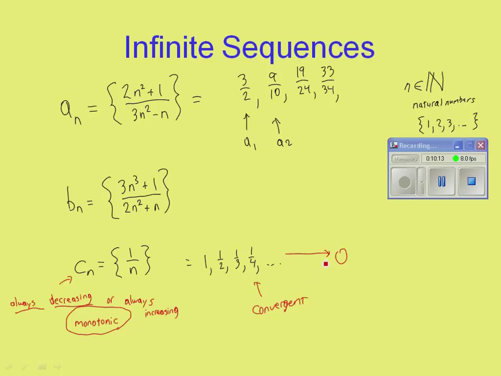Okay. So how about these other two sequences, A sub n and B sub n? Are they convergent? Or the opposite would be divergent? You think A sub n converges to 2/3? Why do you think that? Okay, what do you mean set n equal to infinity? I don't know what that means.